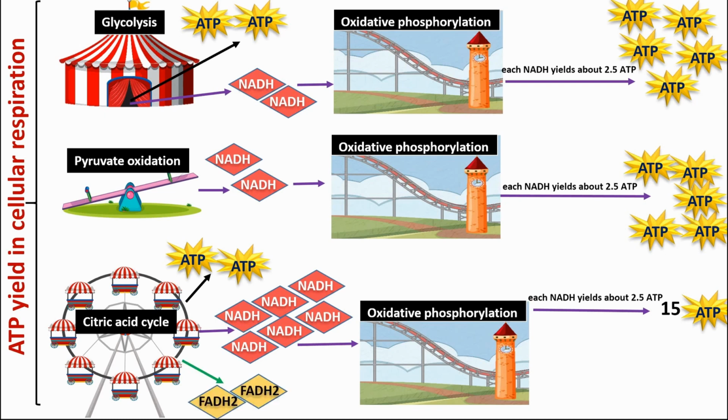Citric acid cycle makes 2 FADH2. 2 FADH2 go to oxidative phosphorylation. Each FADH2 yields about 1.5 ATP, so 2 FADH2 produce 3 ATP. Therefore, totally around 30 to 32 ATP are made in cellular respiration.